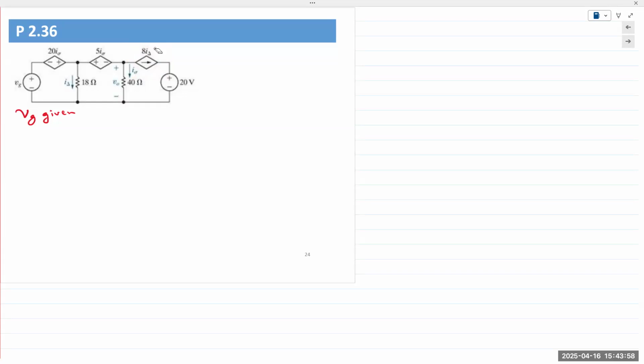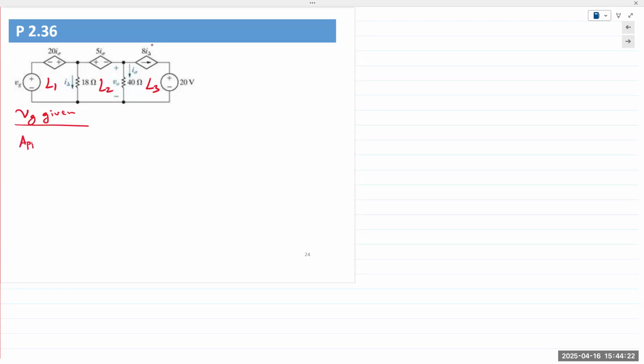All right. So what we can do is, actually, you know what? Let me name these loops. So I'll call this L1, L2, L3. Okay. I could apply KVL in L1 because they're all voltages. I could also apply KVL in L1 plus L2. Again, all voltages, right?